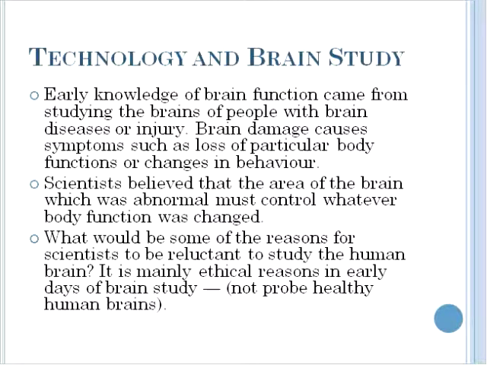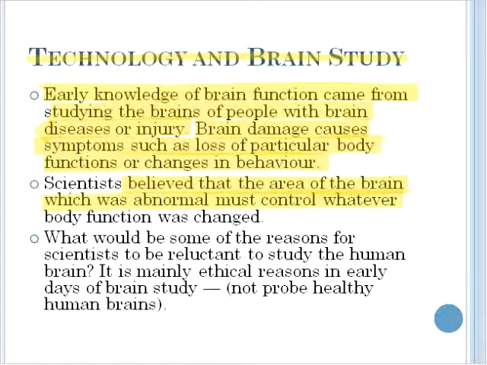In this clip, we'll be looking at various technologies that have been developed to allow for better access and better understanding of how the nervous system functions. Early knowledge of brain function came from studying the brains of people with brain disease or brain injury. We know that brain damage will cause various symptoms such as loss of particular body function or change in behavior. Scientists believed that the area of the brain which was abnormal must control whatever body function was changed.